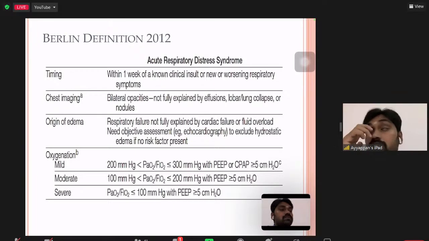And for the oxygenation criteria, they eliminated lung injury, and they classified ARDS into three: mild, moderate, and severe. When the PF ratio is between 200 to 300, it is mild, when it is 100 to 200, it is moderate, and when it is less than 100, it is severe. And all these PF ratios should be commented on only with at least a PEEP of 5.